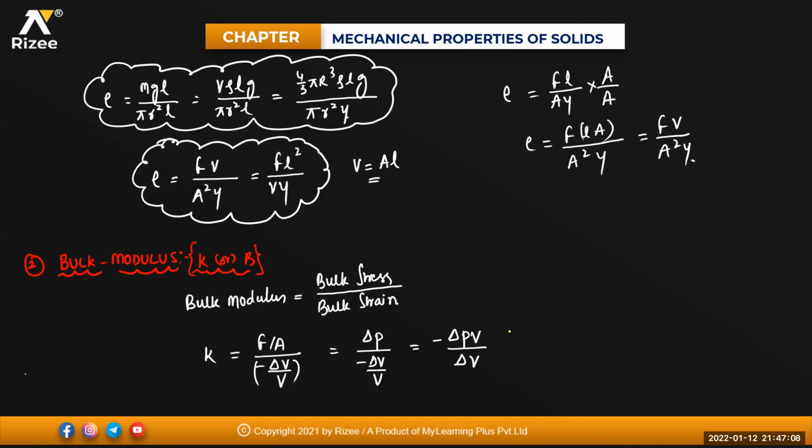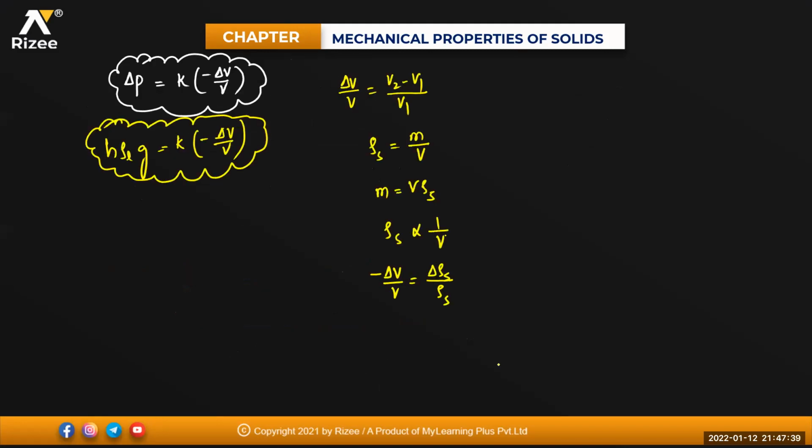Once again, what do you mean by bulk modulus? Bulk modulus is equal to bulk stress divided by bulk strain. Bulk stress means force by area. Bulk strain means change in volume by original volume. Why minus? Because when you apply the force, the volume is decreasing, and that decrease is represented by minus. So it is minus of delta P into V divided by delta V. Clear? So delta P is equal to K into minus of delta V by V.